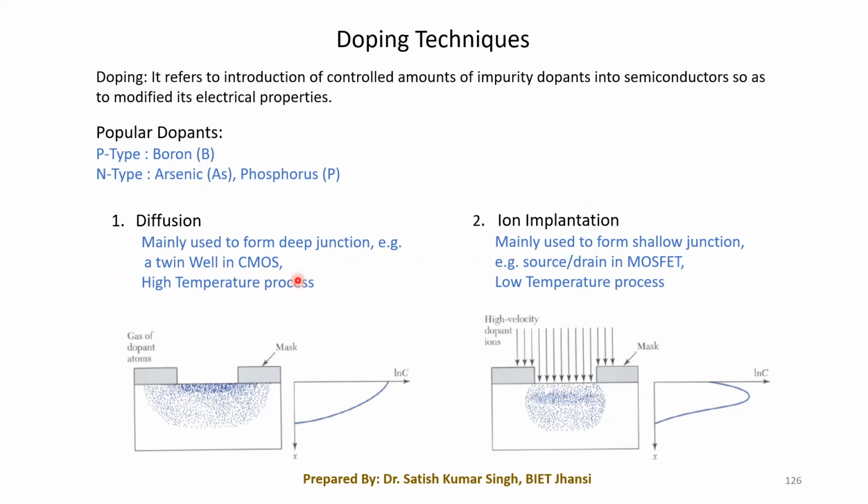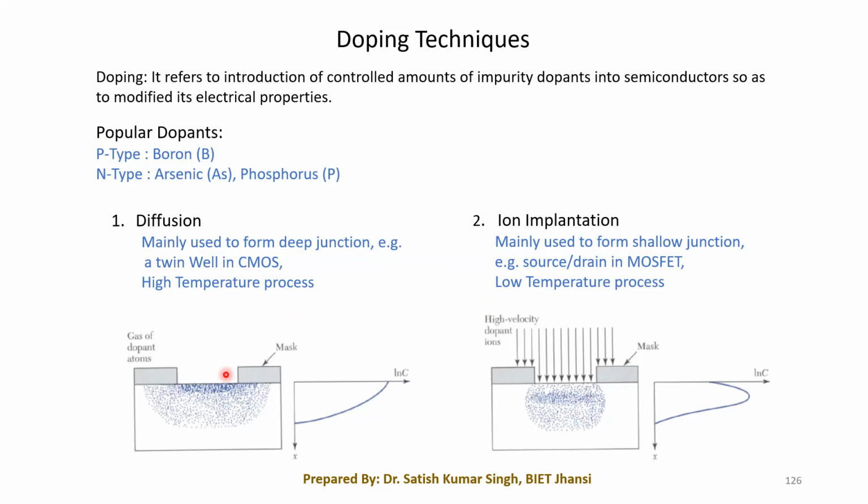One thing you have to remember is that the diffusion process is mainly used to form deep junctions, and it is a high temperature process. These are two very important points to remember. Similarly, ion implantation is basically used for shallow junctions, and it is a low temperature process.